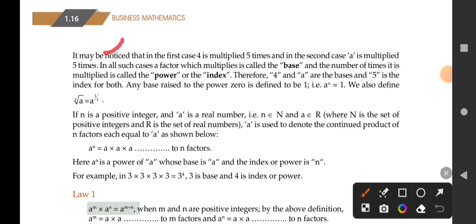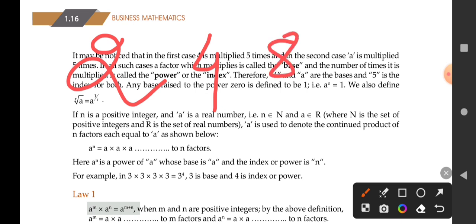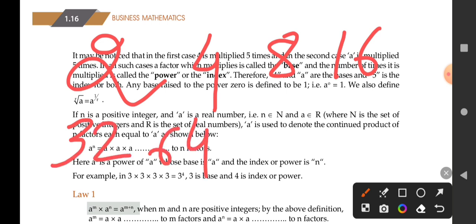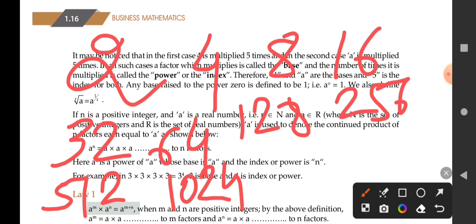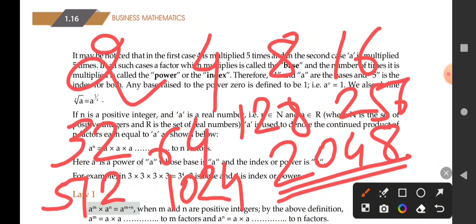2 power 2 is 4, 2 cube is 8, 2 power 4 is 16, 2 power 5 is 32, 2 power 6 is 64, 2 power 7 is 128, 2 power 8 is 256, 2 power 9 is 512, 2 power 10 is 1024, and 2 power 11 is 2048. If you remember, there is a game called 2048. So it is 2 power 11.